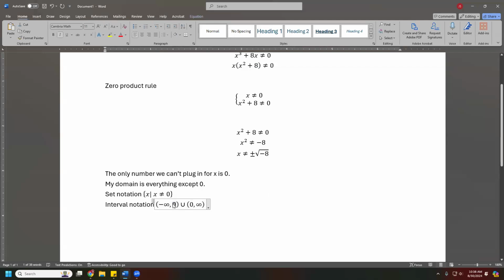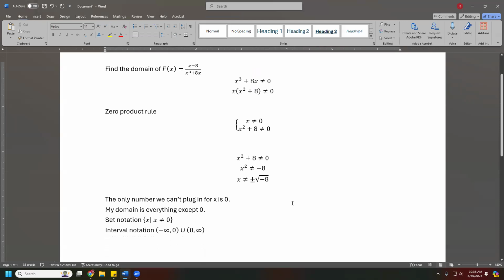Basically, what I'm saying is this is like negative 0.000001. And this is like 0.00001. I can get very, very close to 0, but not quite. 0 itself does not work. Okay, so this is how you find the domain of a rational function.